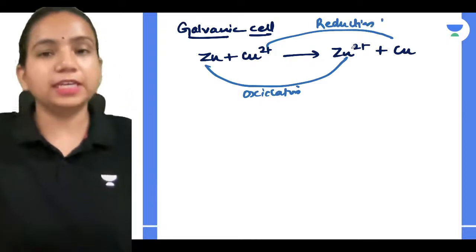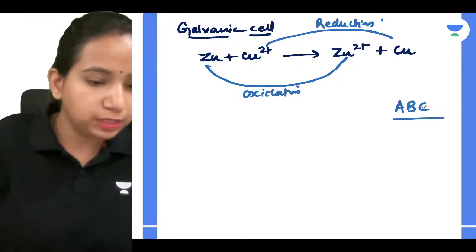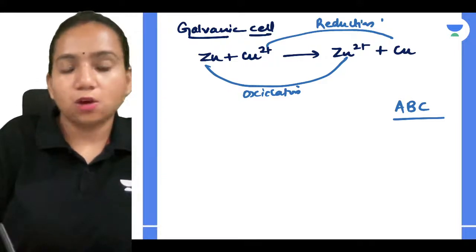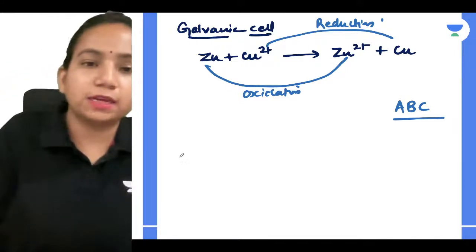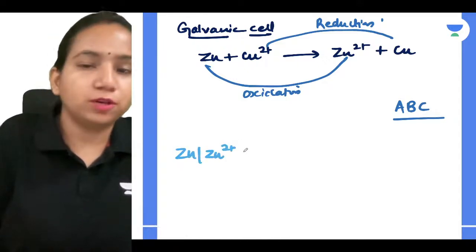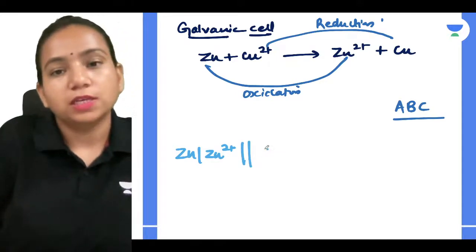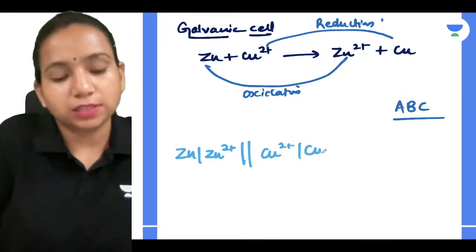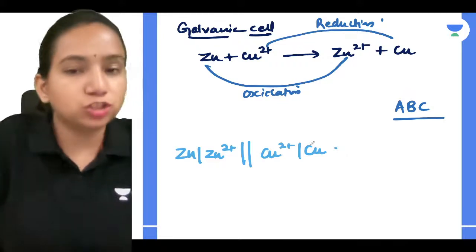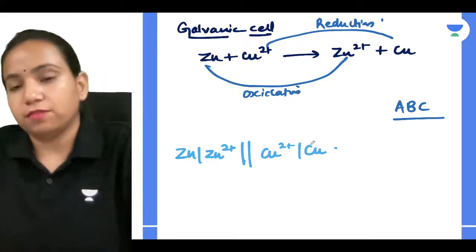So how will you represent it? I told you the trick: remember A, B, C. What is A? Anode, where oxidation always occurs. So I can mention Zn, Zn2+ first, then the double slash for the salt bridge, and then Cu2+ and Cu. Clear, guys? So this is the representation of a galvanic cell.